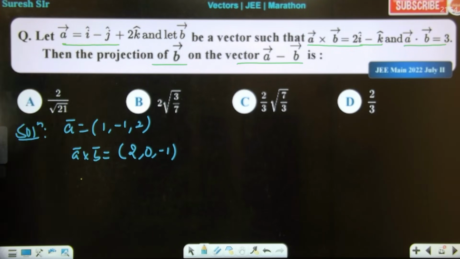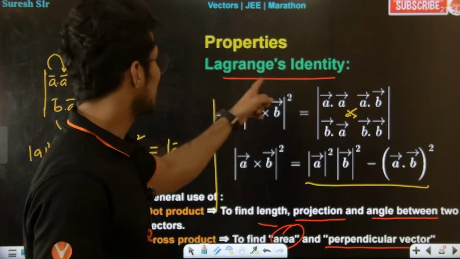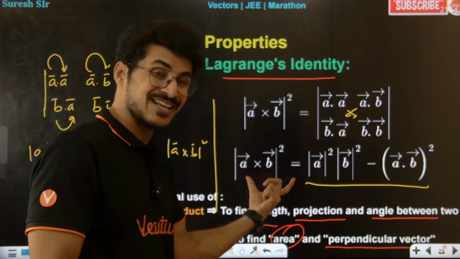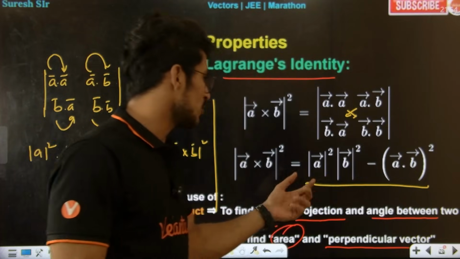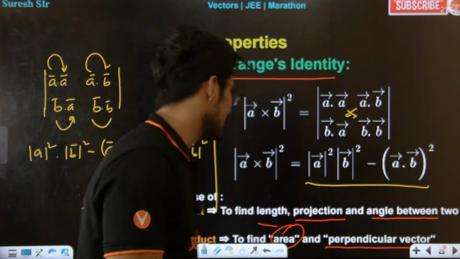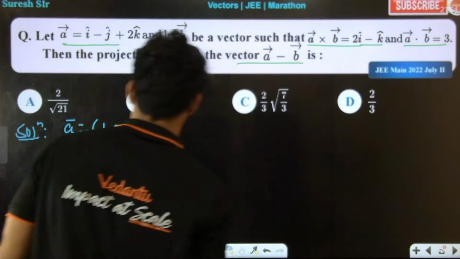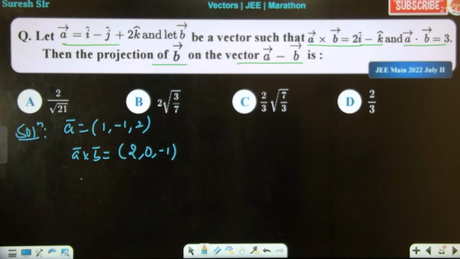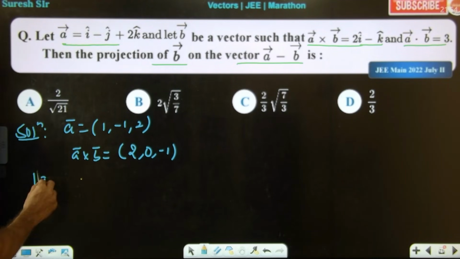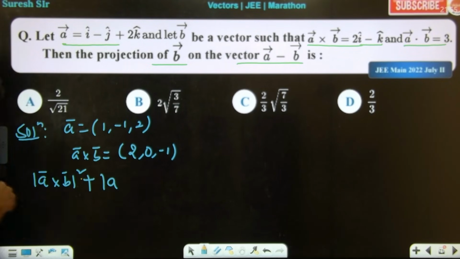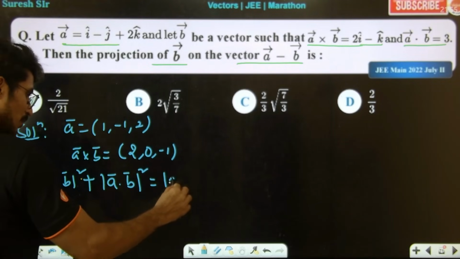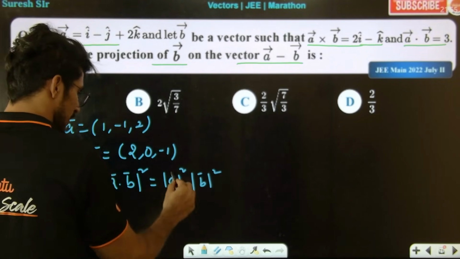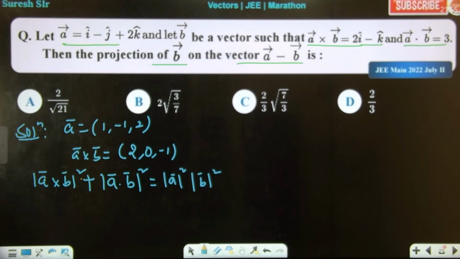So what do we have to do now? Look at Lagrange's identity; we will use this result. Magnitude of A cross B whole square is equal to magnitude of A square into magnitude of B square minus A dot B whole square. So can I write it like this: magnitude of A cross B whole square plus A dot B whole square is equal to magnitude of A square into B square. Do you agree? Yes or no?